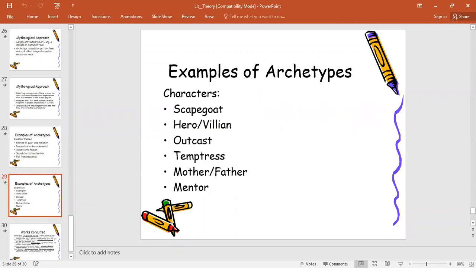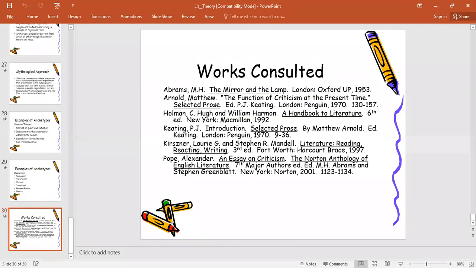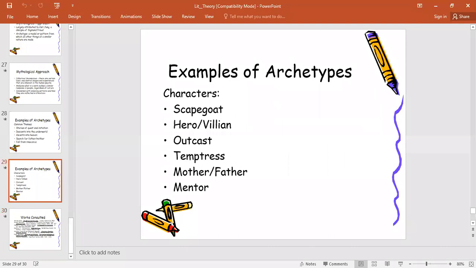Examples of archetypes, characters: scapegoat. Scapegoat means you may avoid any type of dangerous situation. Hero or villain, either you are hero or you are villain. Outcast, temptress, mother, father, mentor. So these are the examples. Okay, so here there are references.